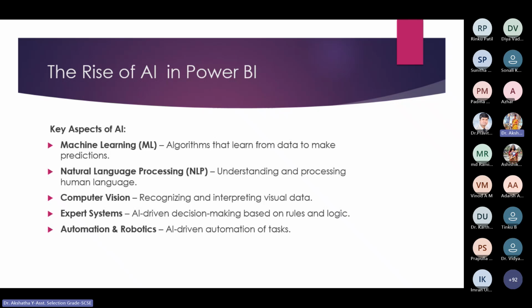We also have computer vision, which helps us recognize and interpret visual data. And we have expert systems, which are AI-driven decision making based upon rules and logic. If we set rules and logic, we get a system which can decide and get the task done within a short period of time. That is all about expert systems. We also have automation, robotics, and many more. These are all key aspects of AI.